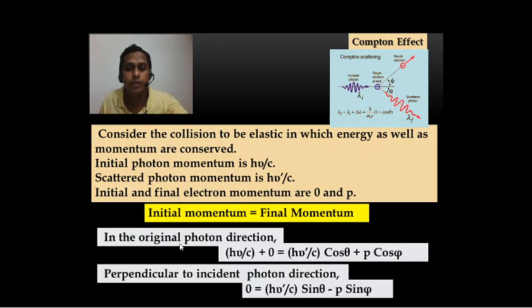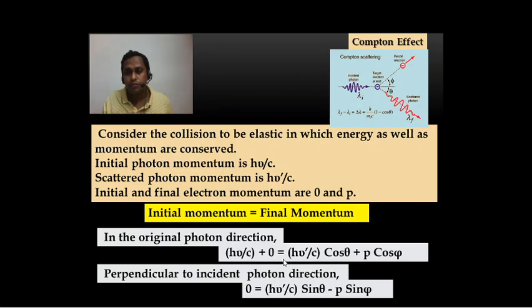Now coming to the momentum conservation, initial momentum is equal to final momentum. Look at the initial momentum in the original photon direction. Now consider the momentum conservation in the incident photon direction. I think you can see the movement of this cursor. This is the incident photon direction. In this direction, before collision, momentum is equal to h nu by c plus 0.